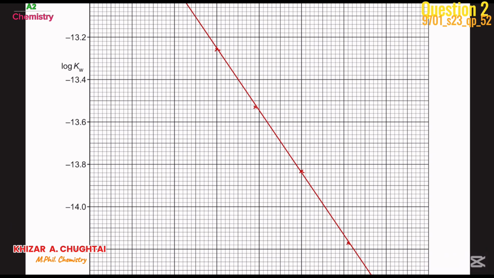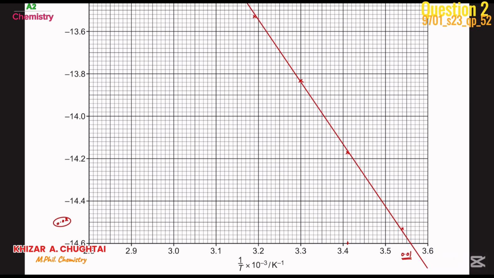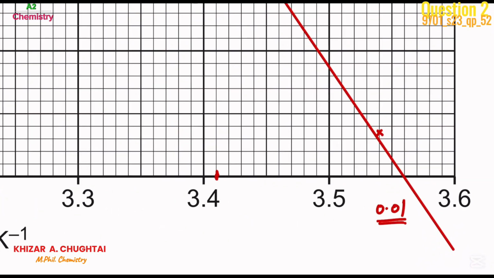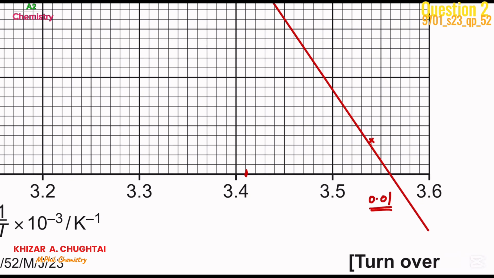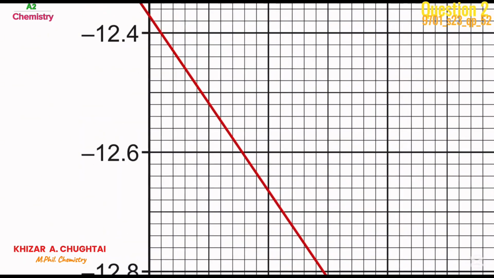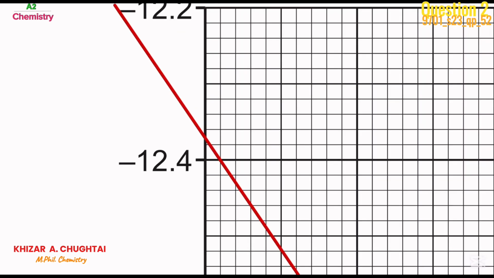So for the gradient, I can take any 2 points on the straight line, and then I can find its gradient. And its gradient will be, if I'm taking this whole triangle, I mean, the whole graph. So the final answer is 3.57. And what is the answer over here? It will be equal to 12.38.